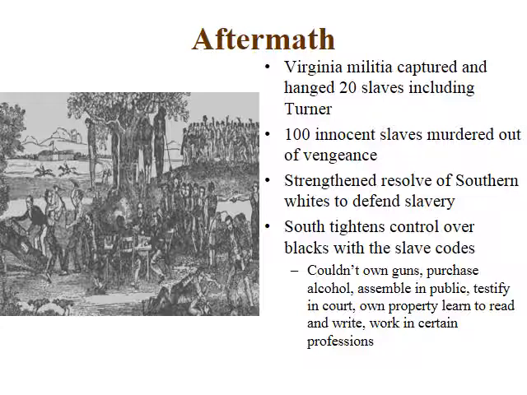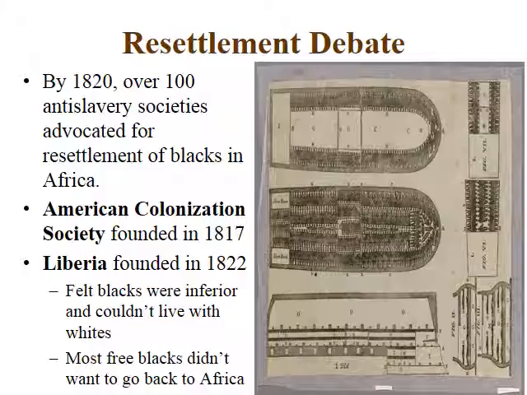basically that blacks couldn't go anywhere near a gun. They couldn't get alcohol. They couldn't assemble in public. They couldn't testify in court. They couldn't own property. They couldn't read and write. They couldn't work in certain professions, and it was all geared towards keeping them in a very, very servile occupation of picking cotton. You can't do anything else, and taking away any type of opportunity or means to either defend yourself or to escape or to rebel.